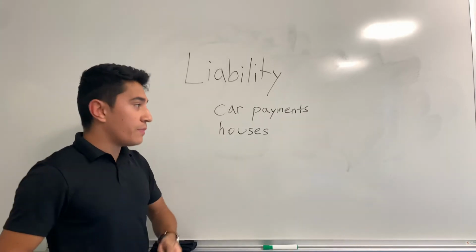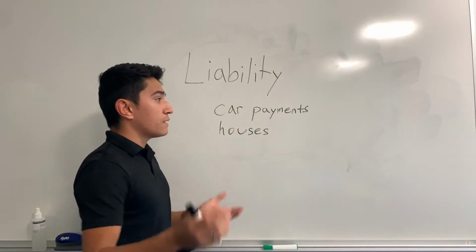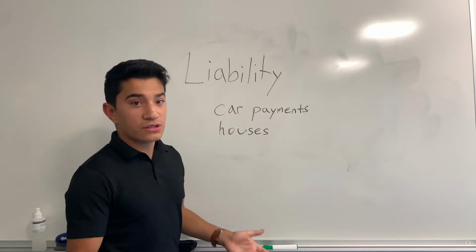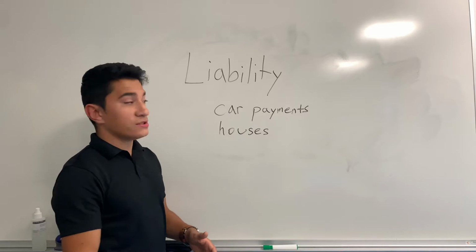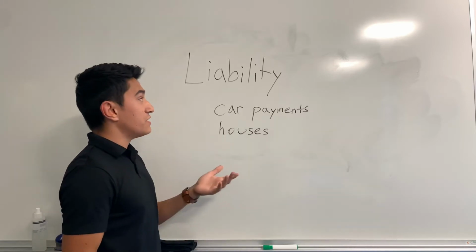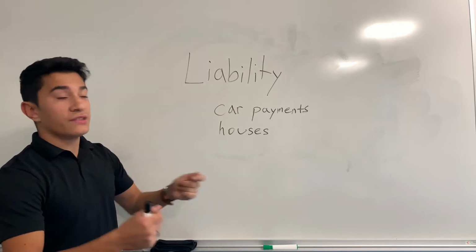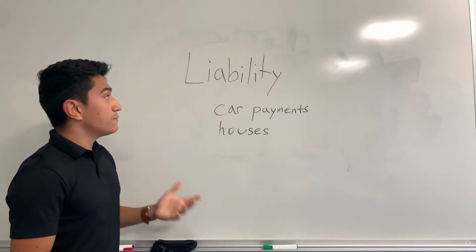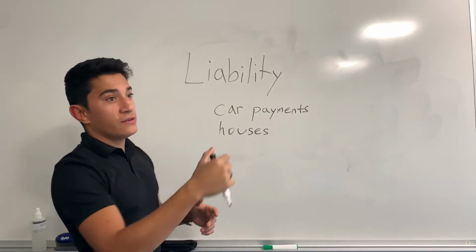So say you go and buy a car. Hi dealer, I'd like to buy a car. Let's say you're on a 3-year term to pay off your car. Now you're paying car payments every single month for the next 3 years. So that's a liability. It costs you money, but you're taking on this debt. So it's important to notice the difference between a liability and an expense.